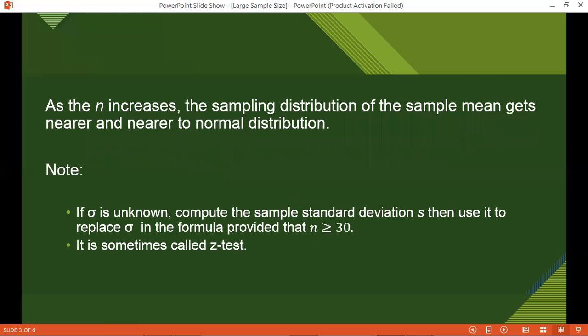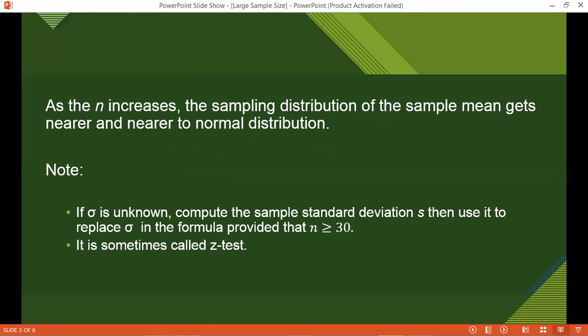So, what does it mean? Chill lang, gagawin natin. Gagamit tayo ng example later on. As the n increases, the sampling distribution of the sample mean gets nearer and nearer to the normal distribution. That's the concept of the central limit theorem.